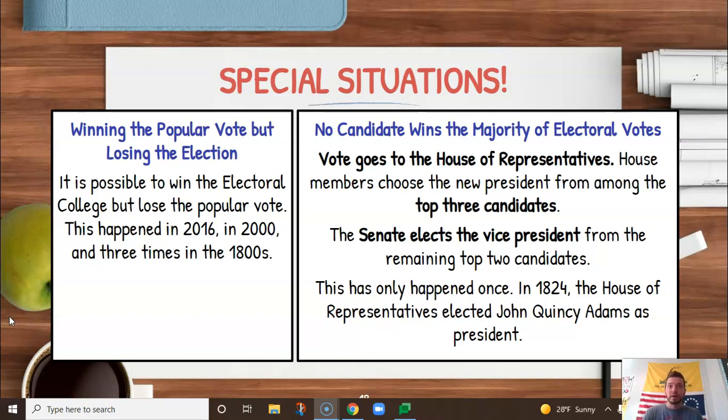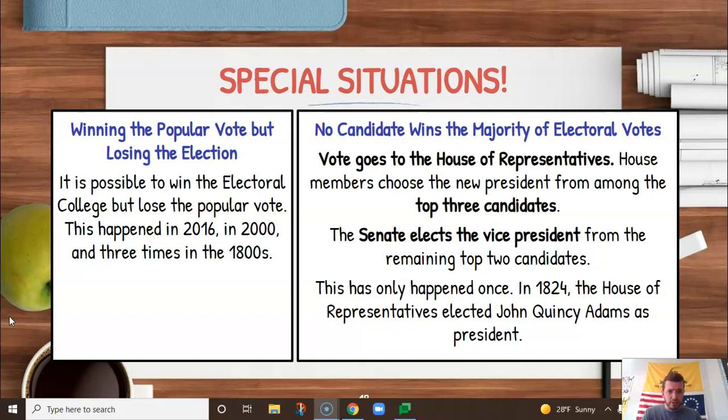So again, in 2016, Hillary Clinton won the popular vote by like 3 million votes or something like that, but Donald Trump became president because he had a majority in the Electoral College. We'll go over that more in class, but it's just the way the Electoral College system is set up. It does allow for that to happen.